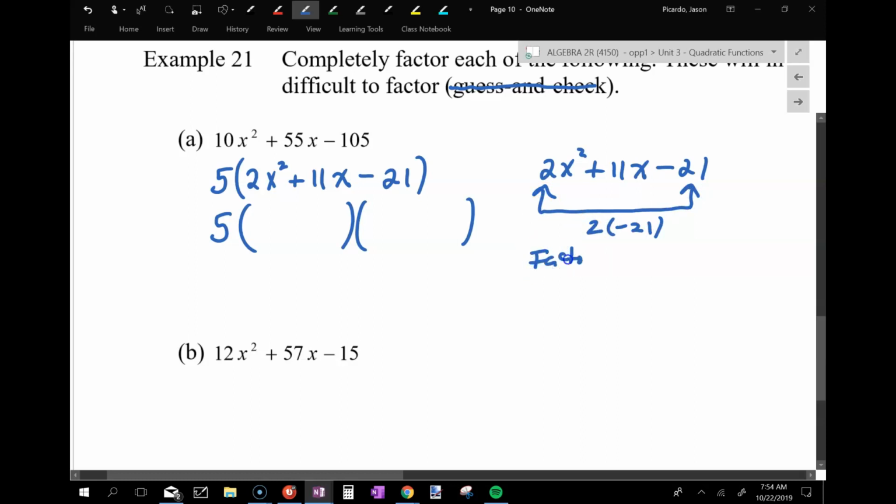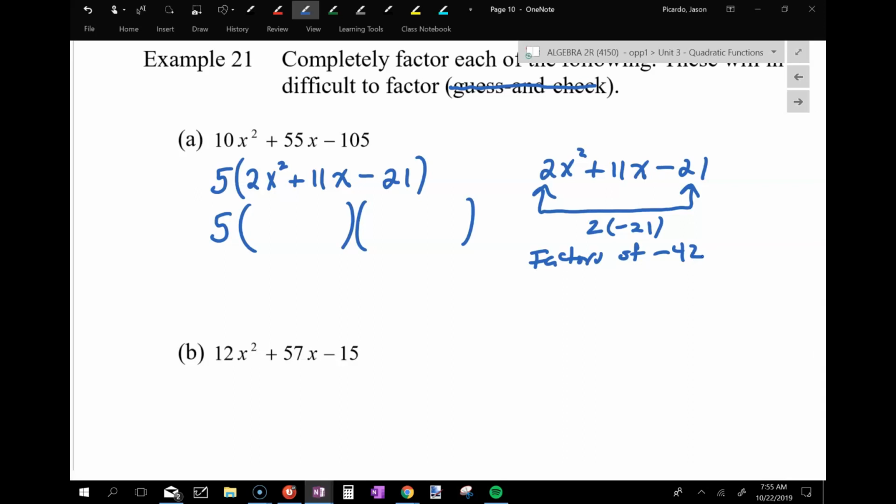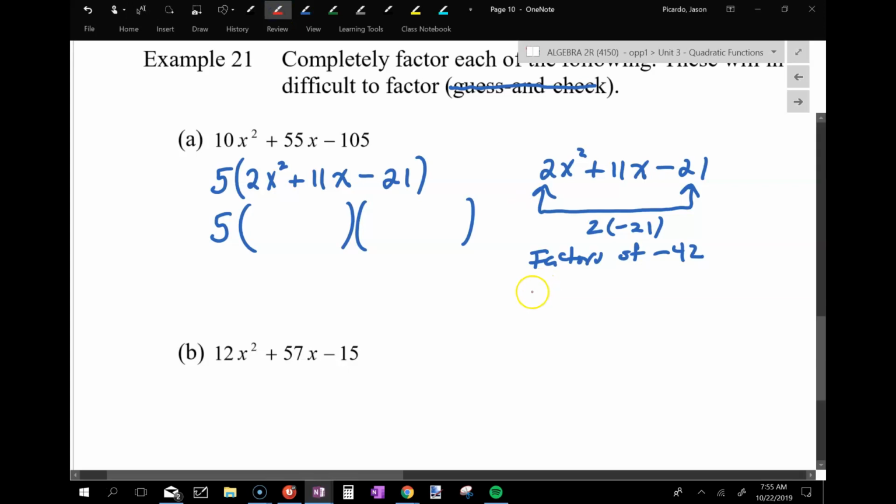So I need the factors of negative 42. Again, what's my trick? If I don't know what the factors are, I can go to the calculator, and what can I type in? Yep, if I go to the calculator, I'm going to graph negative 42 over x, right? And then I'm going to go to Control T.